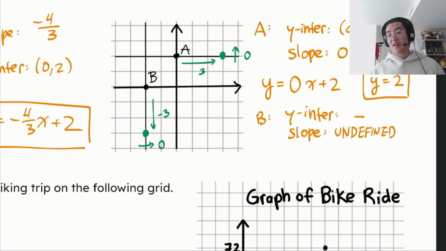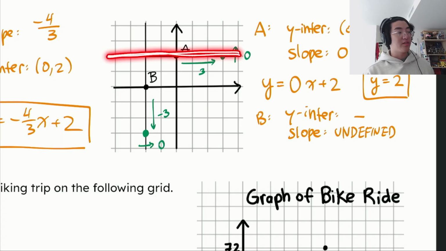Right, there's no equation for this. There's no slope for this. But there is an equation. Similar to how for A, this is the line at y equals 2.